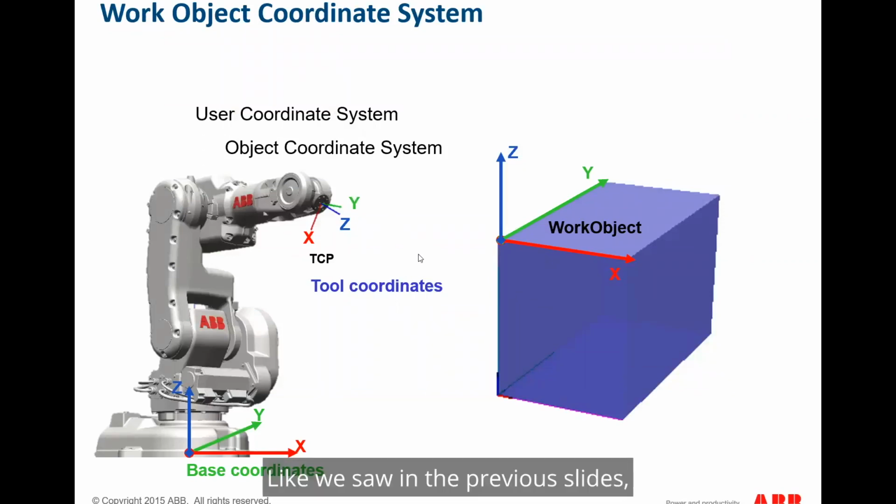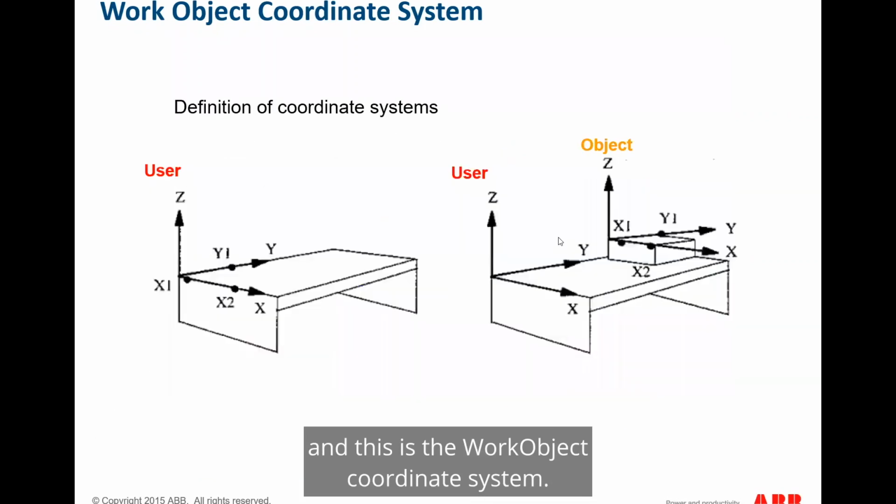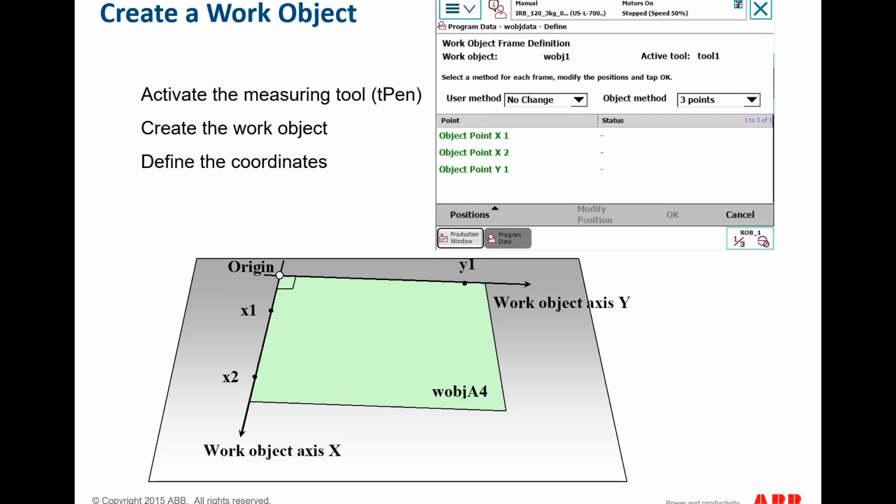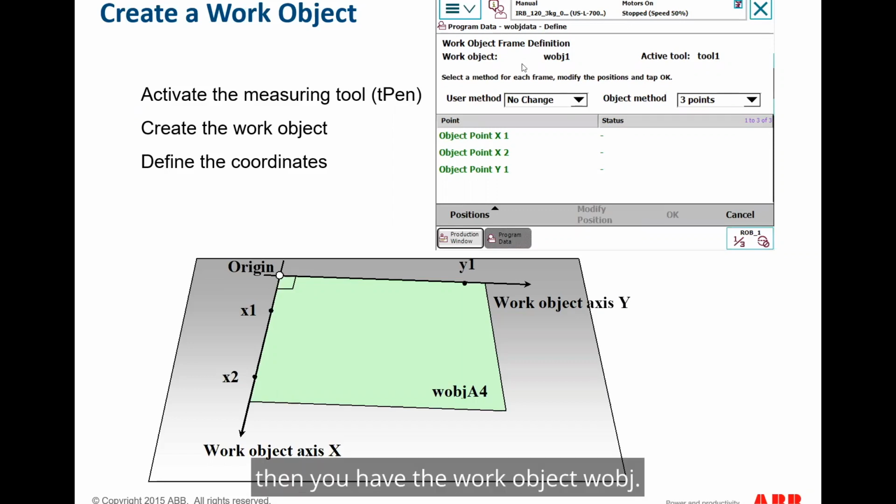Like we saw in the previous slides, you have the base axis system or the base coordinate system, then you have the tool coordinate system, and this is the work object coordinate system. Okay, let us see how we can create this. We will be going to the main menu first, and then under the main menu, you will be clicking the program data. Once you go to the program data, then you have the work object WOBJ, and then once you hit this, you'll be coming to the screen.